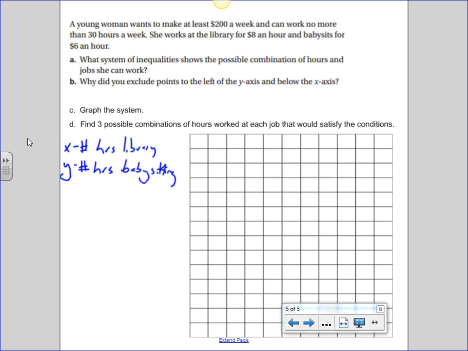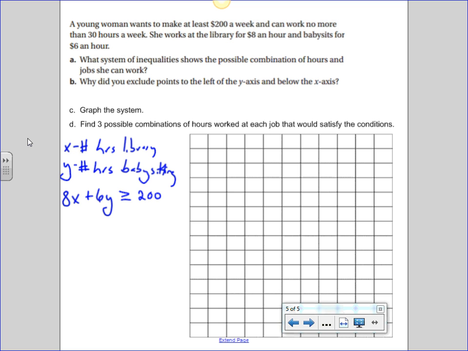Well, the first one, I want to make at least $200 a week. So how much money am I going to make? Well, the library pays $8 an hour times the number of hours, which is x. This would give you the amount of money that she makes at the library. The amount of money that she makes babysitting would be 6 times the number of hours that she works. So this combined would be your total amount of money. And we want to make at least, so greater than or equal to, $200.